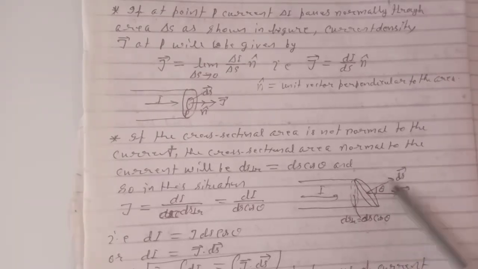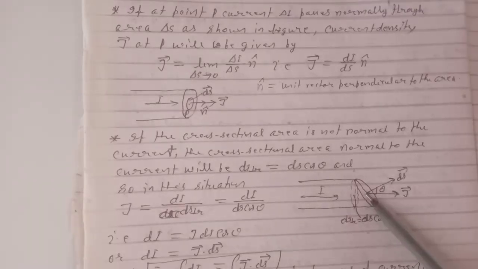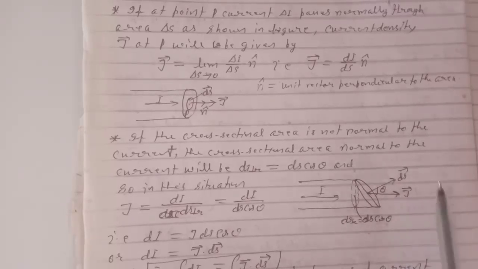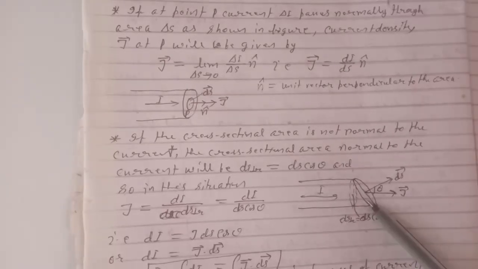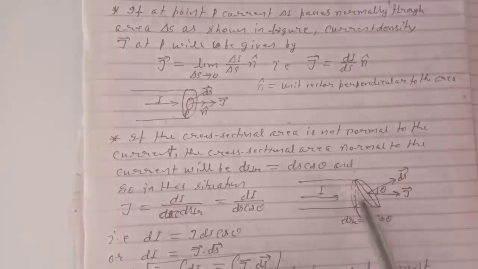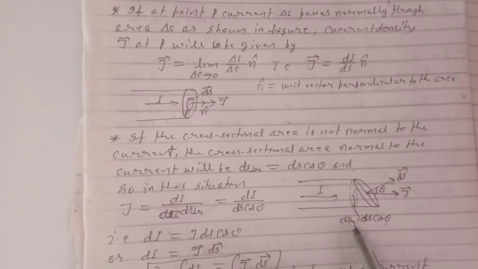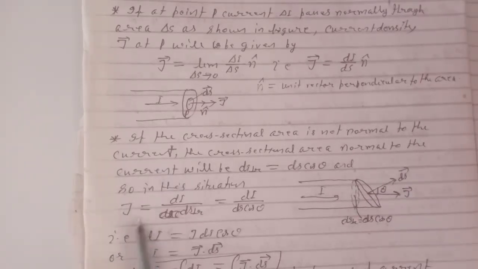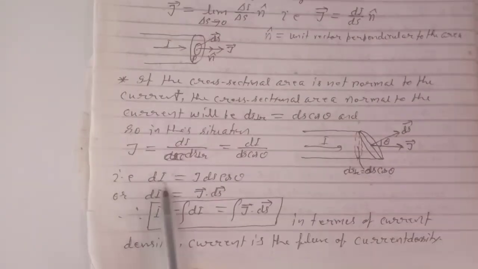Now dS vector will be in this direction, because the area vector is always perpendicular to the plane, and the current density is in this direction. We have to take the component of this area in this direction, and this area will be called dS perpendicular, equal to dS cos theta. So J equals dI by dS perpendicular equals dI by dS cos theta, that is dI equal to J dS cos theta, or dI equal to J vector dot dS vector.